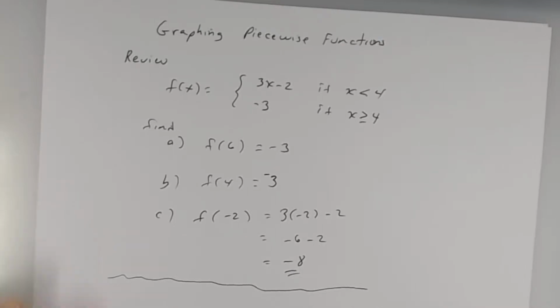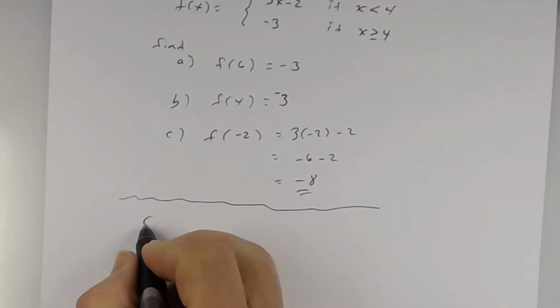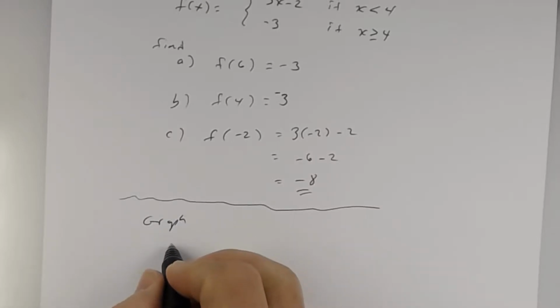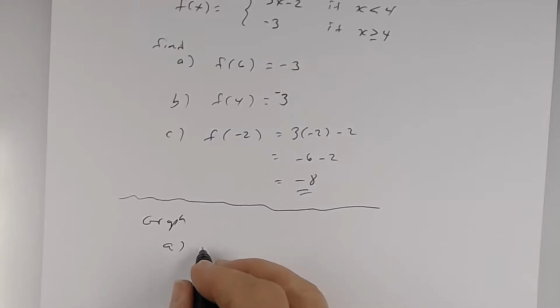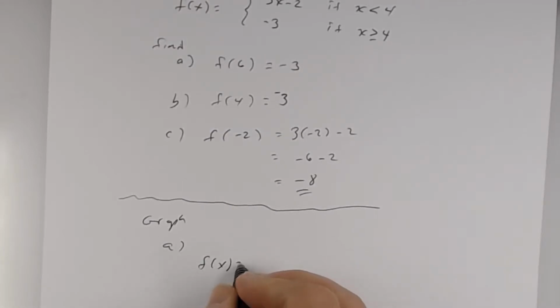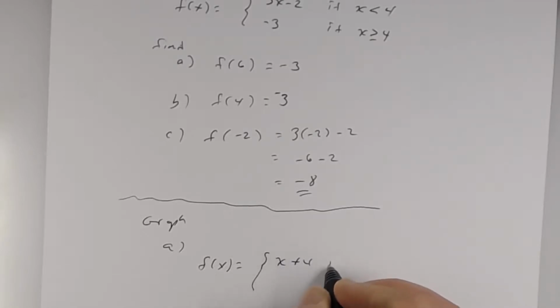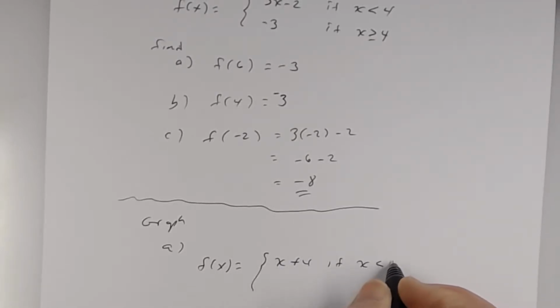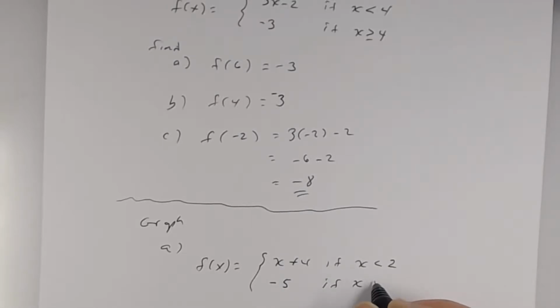Now let's go ahead and start graphing this. All right, so let's say we had this one, f of x is equal to, let's say, x plus 4 if x is less than 2, and then negative 5 if x is greater than or equal to 2.